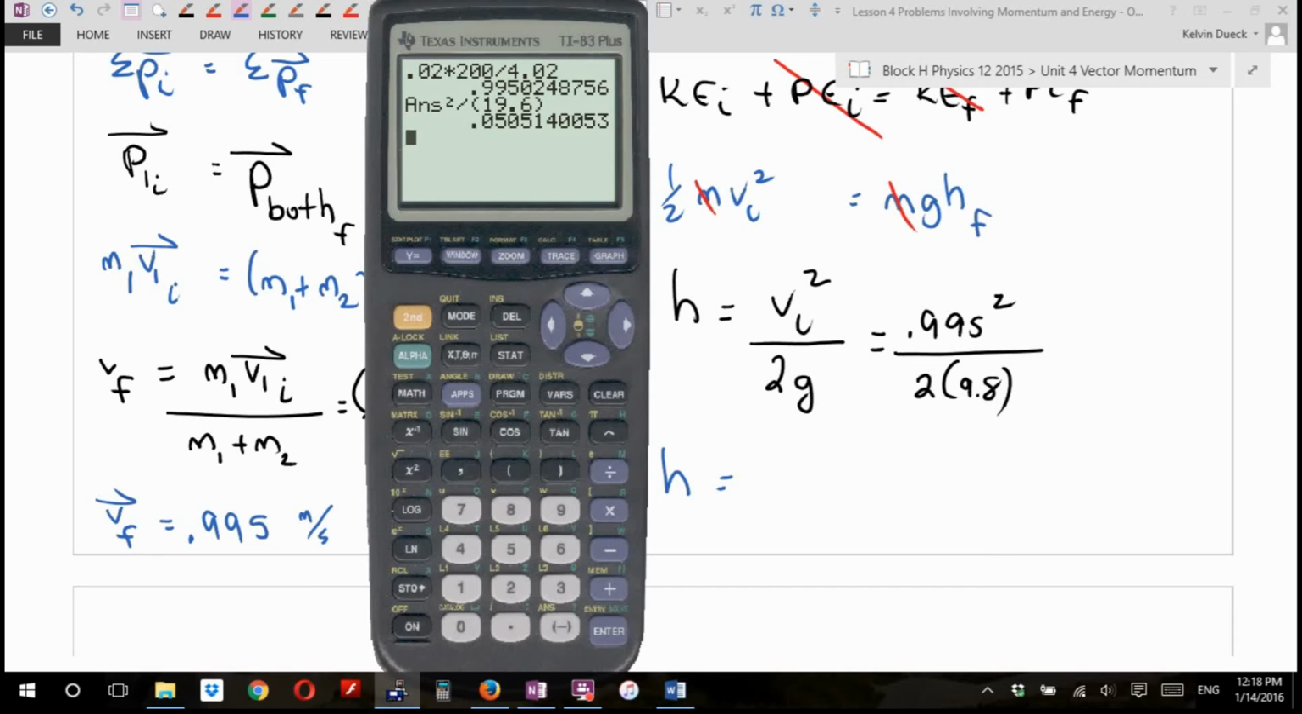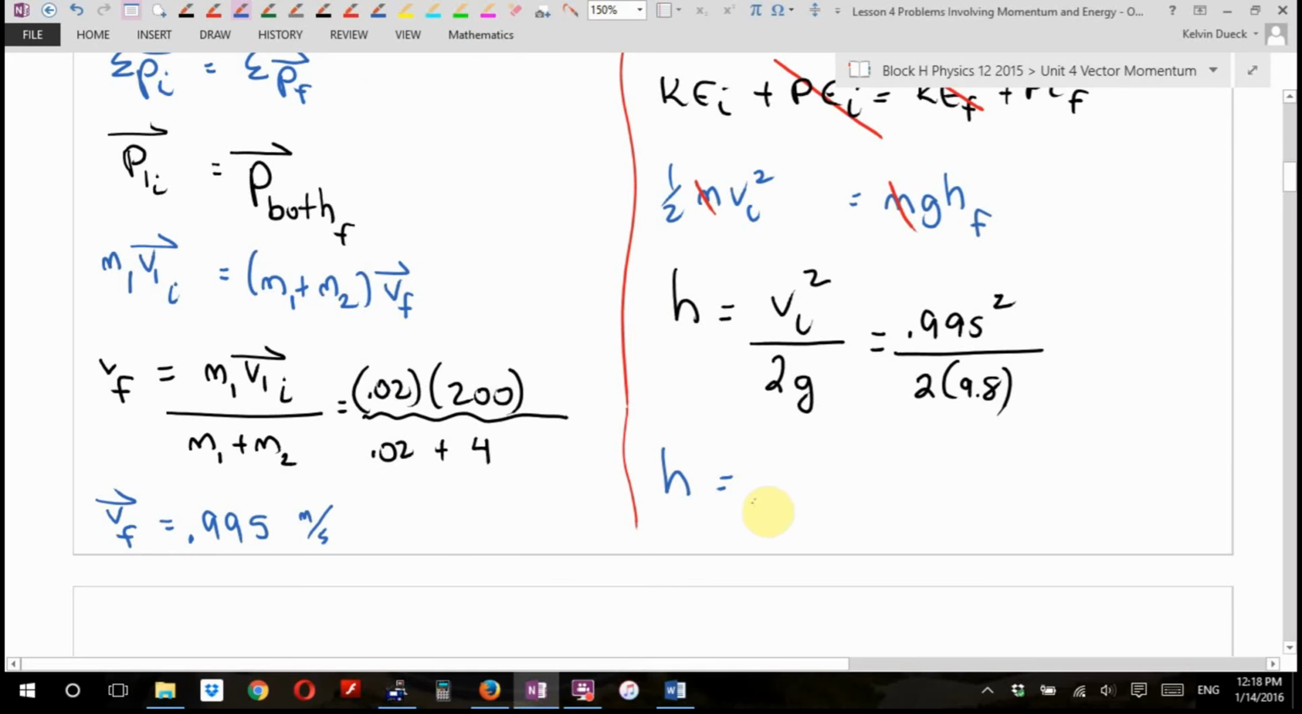You know what? 0.0505, because that would be to 3 sig figs, wouldn't it? Because that 5 there, this 0 doesn't count as sig figs. So let's do that. 0.0505 meters, 5 centimeters, which, yeah, I could measure that.